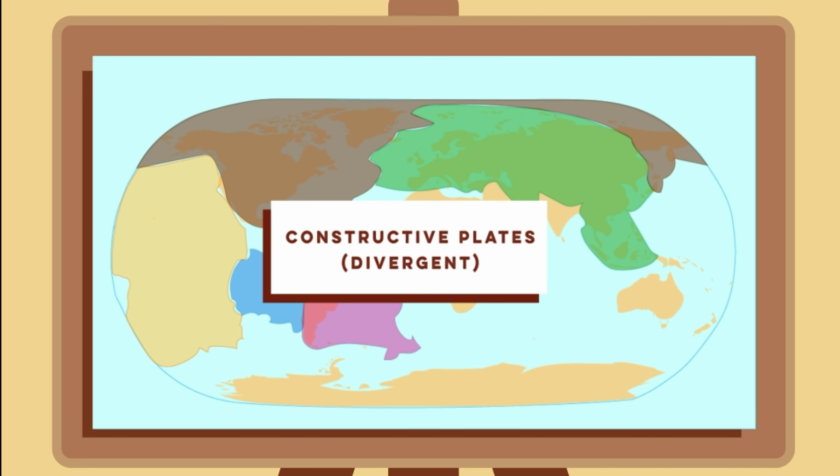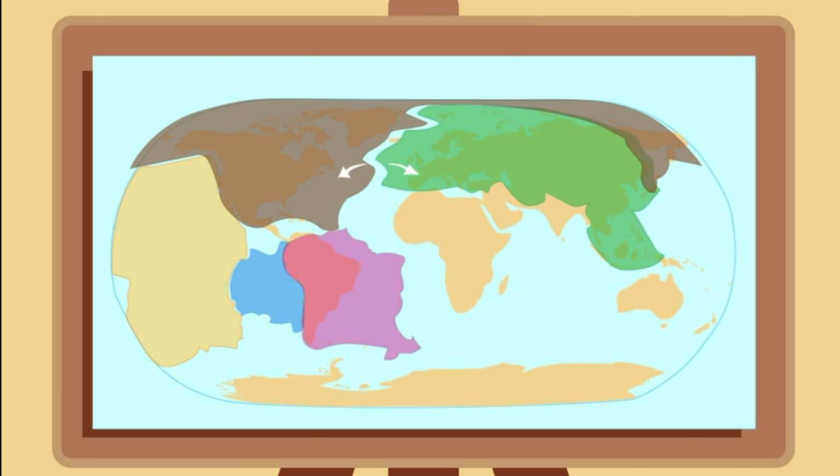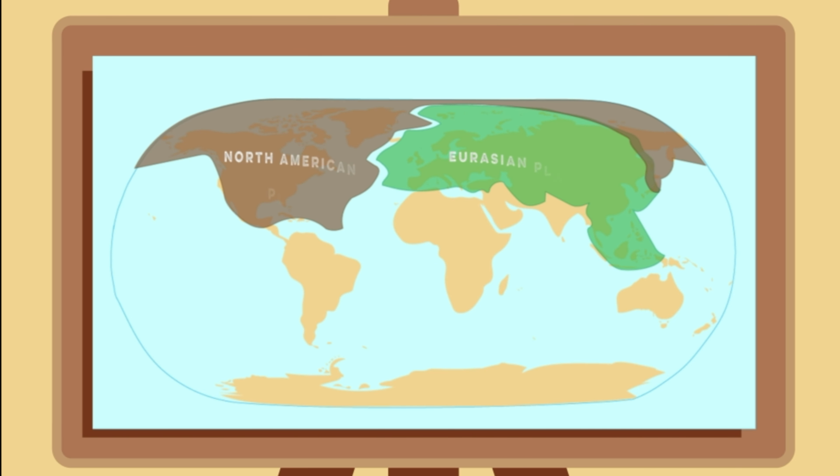Constructive or divergent plate boundaries, where the plates are moving apart, allowing magma to rise and form new crust, like along the mid-Atlantic ridge between Eurasian and North American plates.